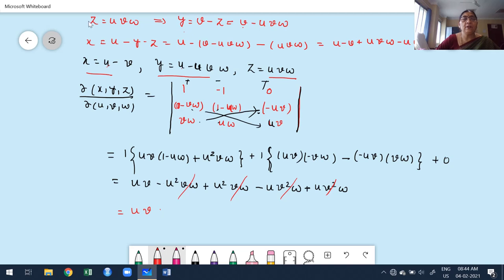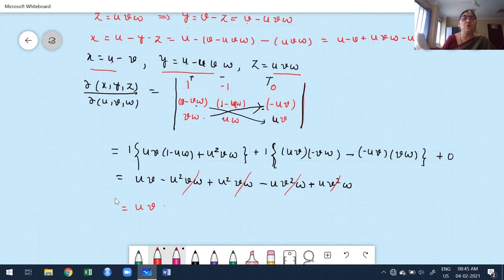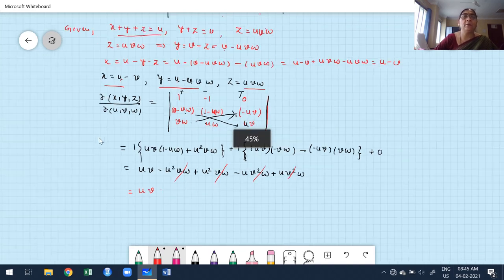Now, is it okay? See here, I am finding the partial derivatives of x, y, z with respect to u, v, w. We are finally expecting a solution in terms of uvw, or a constant, or maybe zero. Zero, maybe a constant, or maybe a function of uvw. Anyway, we get a function of uvw. This way, I have to evaluate the Jacobian of the given functions with respect to the independent variables.